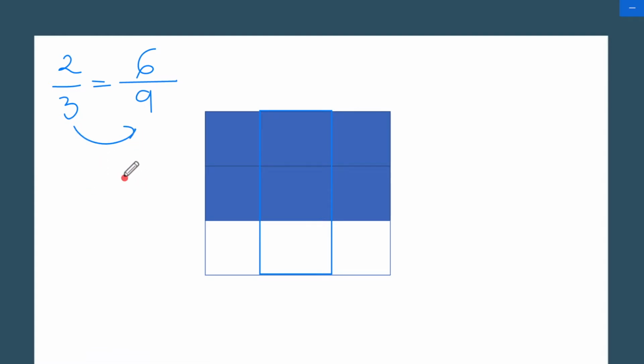How do you get from 3 to 9? Multiply by 3. How do you get from 2 to 6? You multiply by 3. Okay? 2 over 3 is the same as 6 over 9. They are equivalent fractions. They look different, but they have the same amount. They represent the same number. Okay?